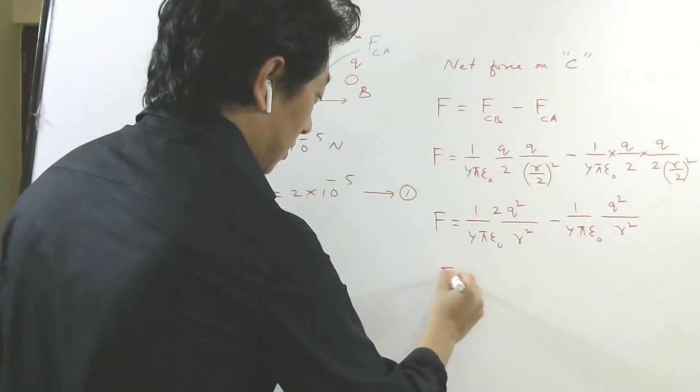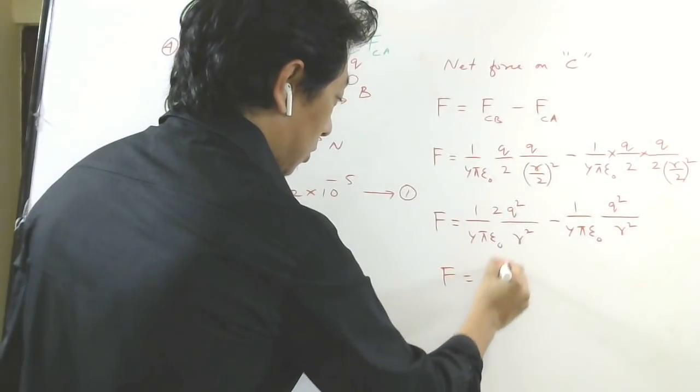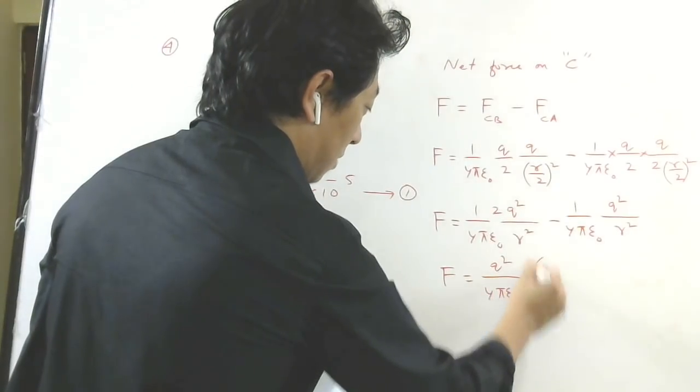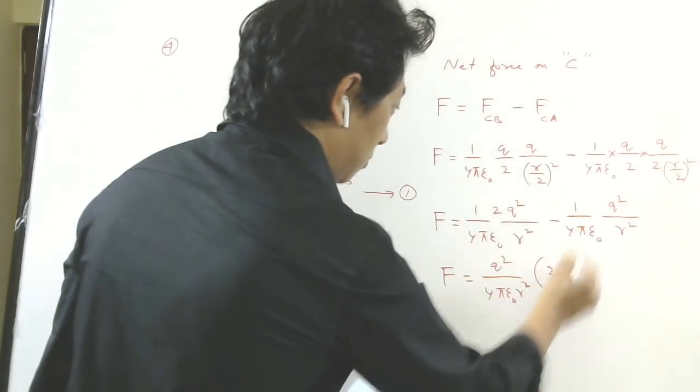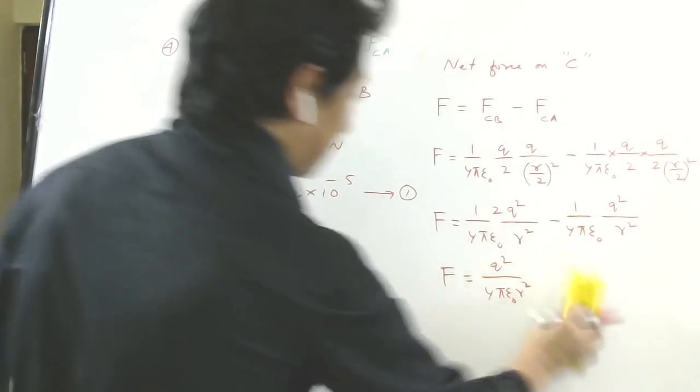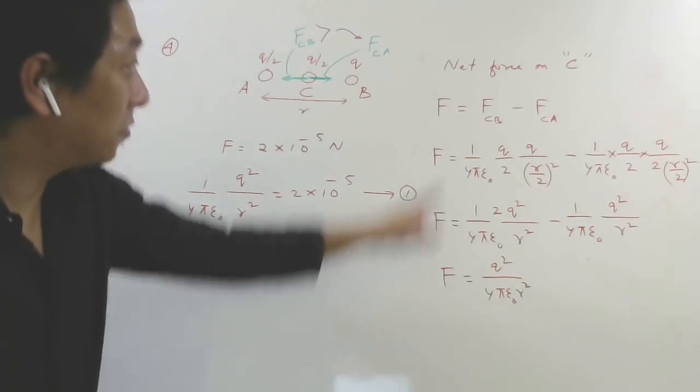So here if you see, if you take Q square divided by 4 pi epsilon naught R square common, here what is left? 2, here what is left? 1. So 2 minus 1 is 1. So this is the net force on C.